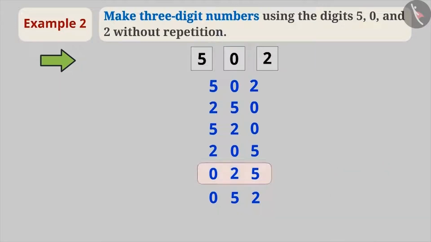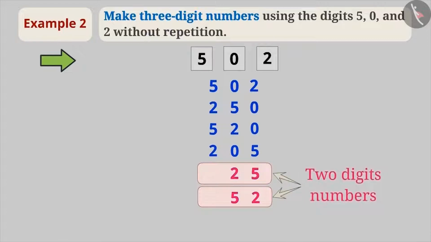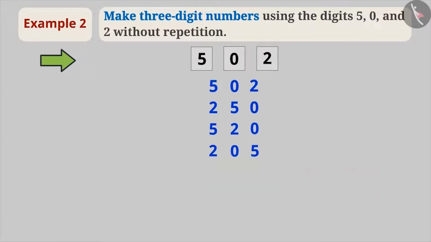Now look at this. Here, 025 and 052 are not 3-digit numbers. Why so? Because when 0 is written before a number, there is no change in the value of that number. That makes both 25 and 52 2-digit numbers. Therefore, you can make only these 3-digit numbers from the given digits.